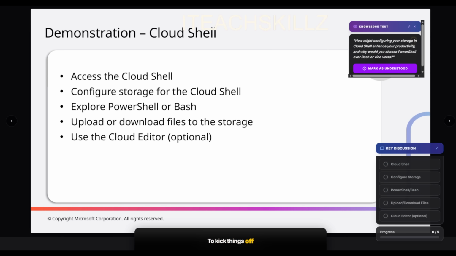To kick things off, imagine you're entering a new workspace on Google Cloud Platform with the topic, Cloud Shell. This is your command line interface in the cloud. Access it easily to start configuring storage options tailored for your needs, just like organizing a toolbox before starting any project. Next, let's dive into exploring either PowerShell or Bash within this environment.